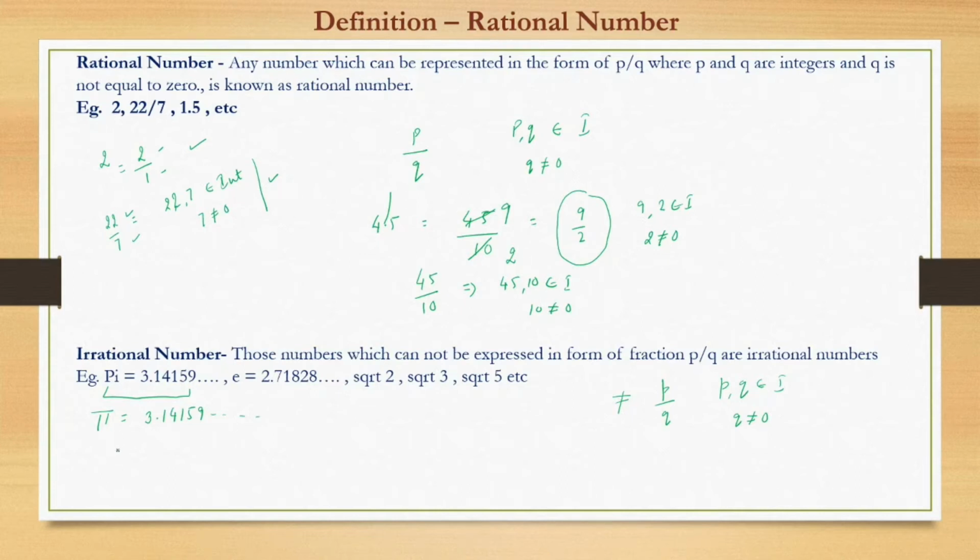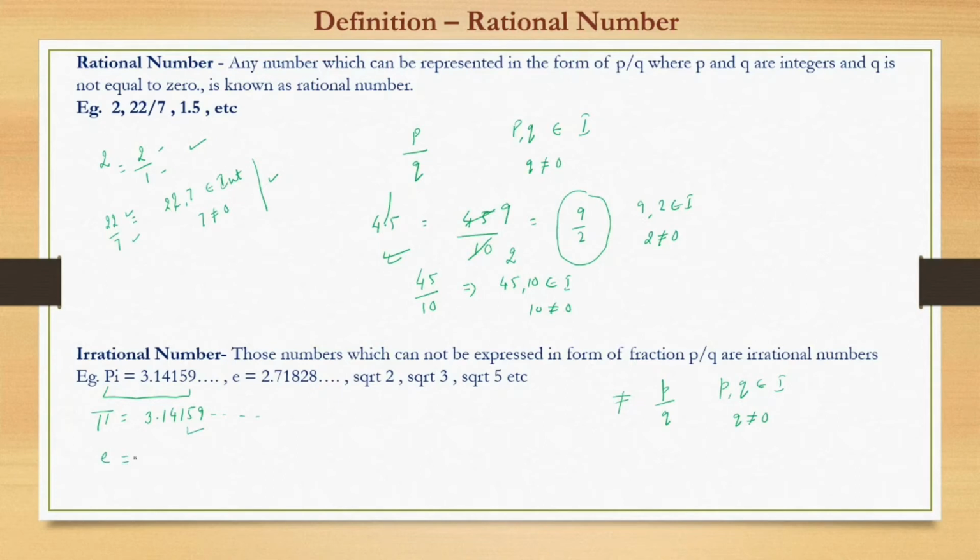Had we known how many digits are there after the decimal, and if there were any pattern, then we could have converted it into a fraction the way we did in the case of 4.5. But here, since we do not know how many digits there are, and the digits do not exhibit any pattern, they are non-recurring, so this cannot be converted into the fraction form of p by q.